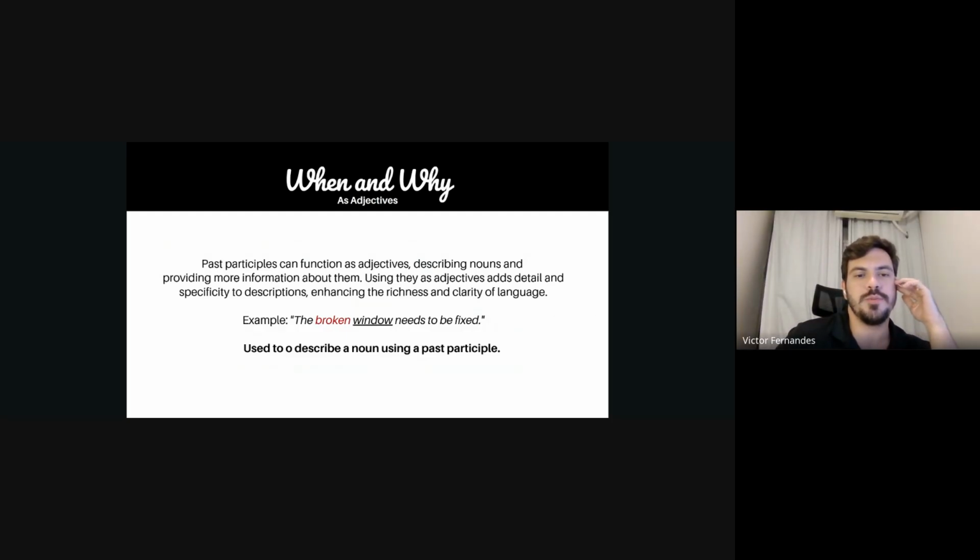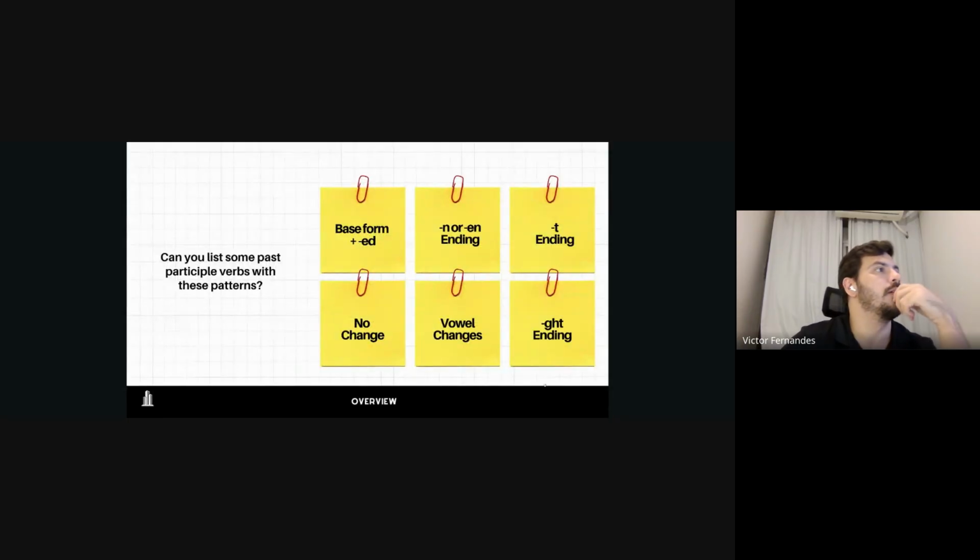The past participle can function as an adjective describing nouns and providing more information about them. Using them as adjectives adds detail and specific descriptions, enhancing richness and clarity. So for example, the broken window needs to be fixed. So this is qualifying this specifically.